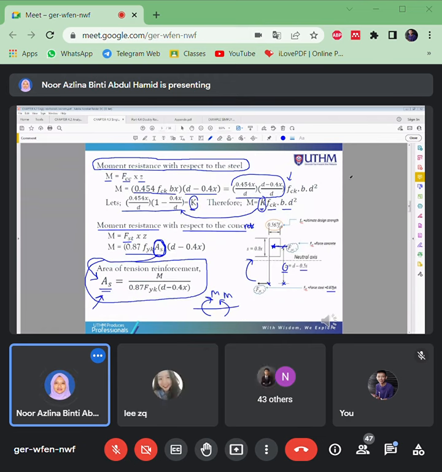There will be an example later. Let's say the question gives you this beam cross section. It doesn't give you how much reinforcement, so you have to design what actually the AS that is required. This is the AS, how to calculate. This is the AS required for this beam section, in order to support the maximum moment, let's say about 50 kilonewton meter. How to get this one?